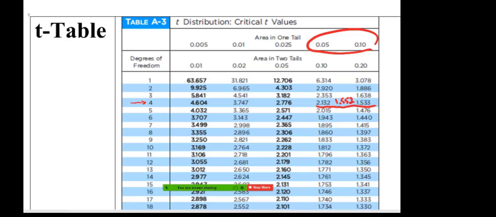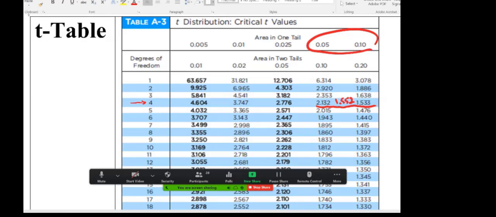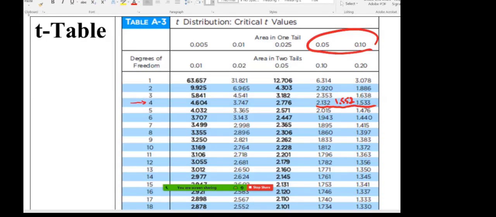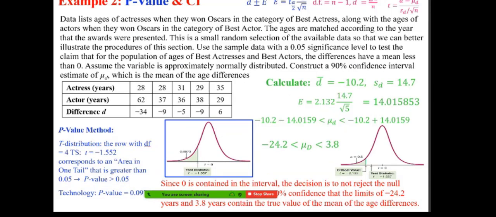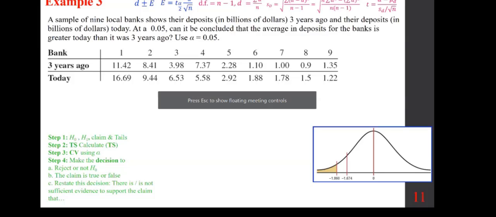But I just want to make sure that, again, we've been exposed to reading the table. Using technology, using the table, you come up with the same result. So clearly the p-value is larger than 0.05, and you therefore come up with the same decision as you made here. Do not reject H0. Let's go to the next example.